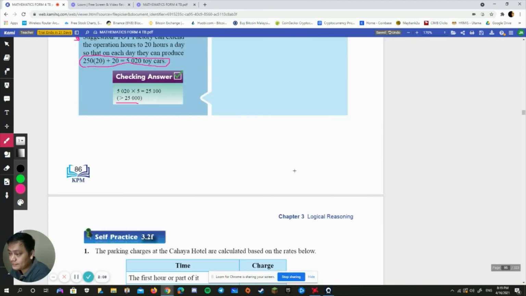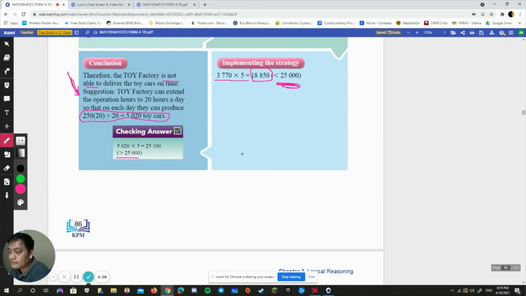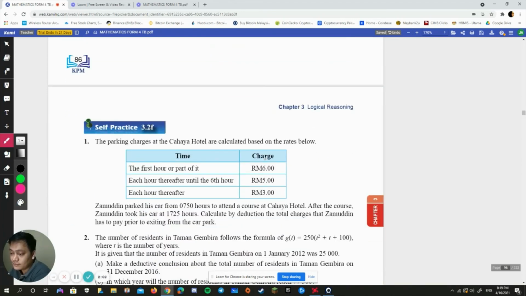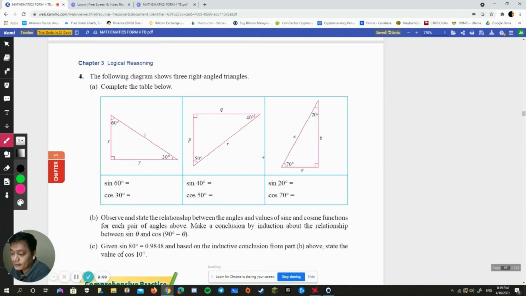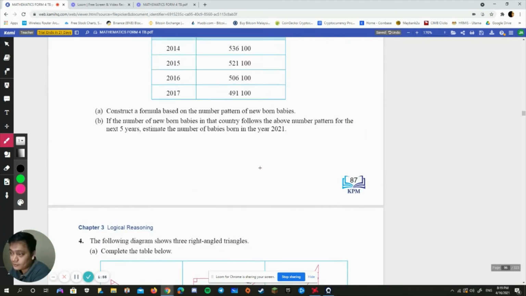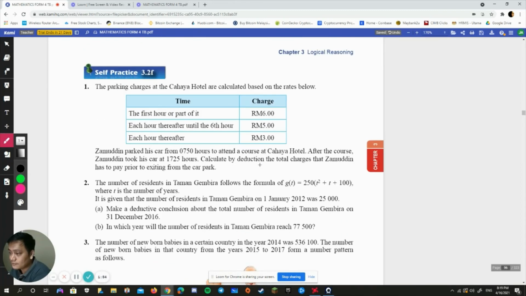All right, so I hope this explanation helps you. So you can do self practice 3.2F and comprehensive practice. Okay, your subject teacher will tell you which questions you should do.